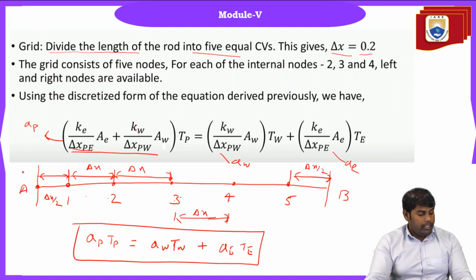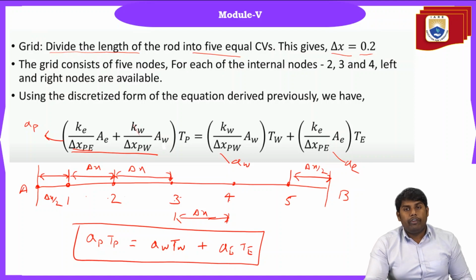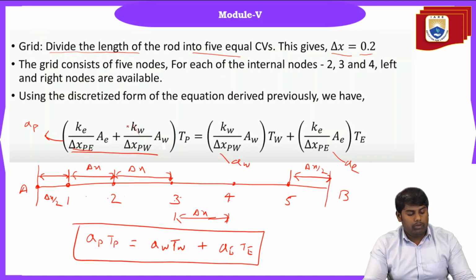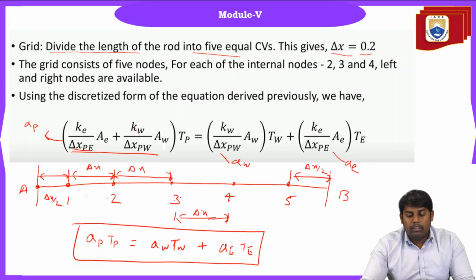Fine. So when we formulate it in this way, it is in the form of a linear equation. Now AP TP, A is nothing but this constant. So KE delta x into AE plus KW delta x into AW. Then we have AW, which is nothing but the west node. Next we have AE, which is nothing but the east node.